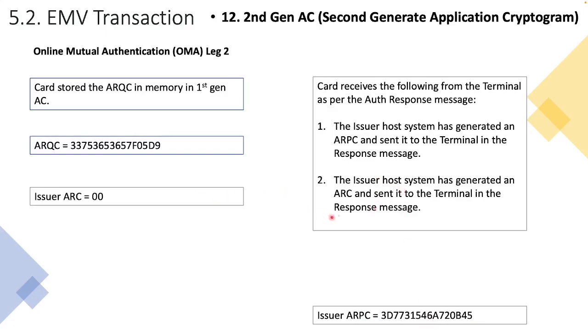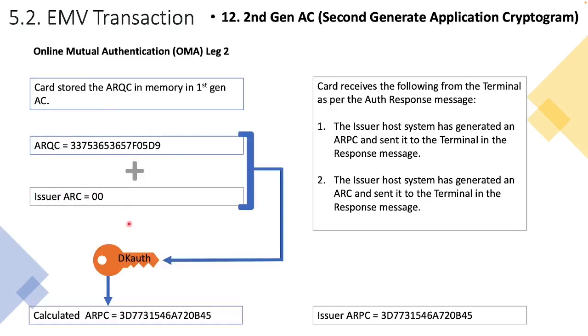Also in the message, remember we said that the issuer host system generates an authorization decision, or authorization response code, okay? In our case, it's a 00, which indicates that the issuer wishes to approve the transaction, right? So what the card now has is an ARQC that it generated originally, and an issuer decision of 00 that it just received on the response, right?